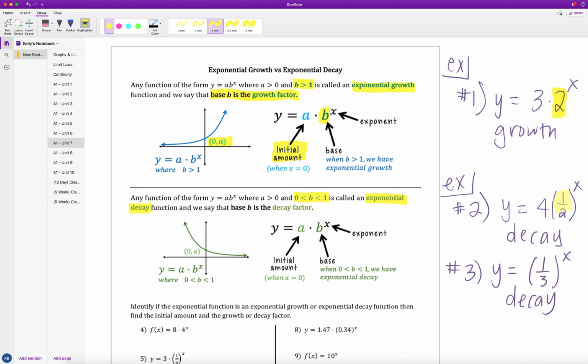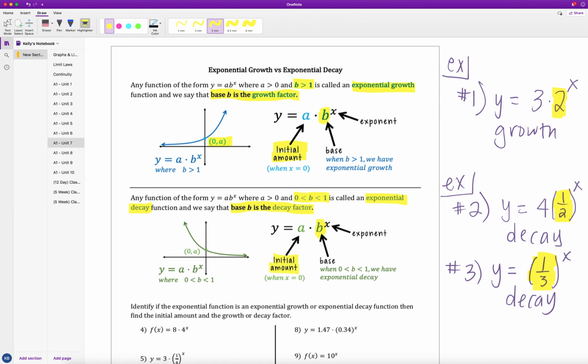And if I look at these, in example 2, our base was 1/2, which is less than 1, so that's why it was an exponential decay. And in example 3, our base was 1/3, which is also less than 1, so that's why example 3 was an exponential decay. So our base here is going to determine if we have a growth or a decay function. An exponential growth will happen when our base is bigger than 1, and an exponential decay function will happen when our base is in between 0 and 1. And just like for a growth, we call the base b a decay factor in this case.